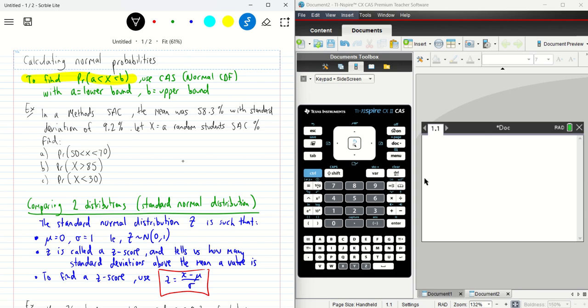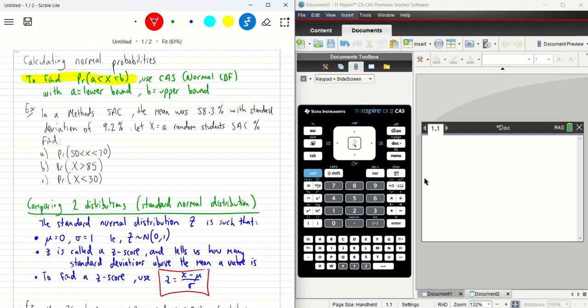Okay, so for that first question, let's have a look. In a Methods SAC, the mean was 58.3%. So the average score was 58.3%. And the standard deviation was 9.2. So remember, standard deviation is on average how far the data points are away from that mean of 58.3. So 9.2% is the average distance from the mean.